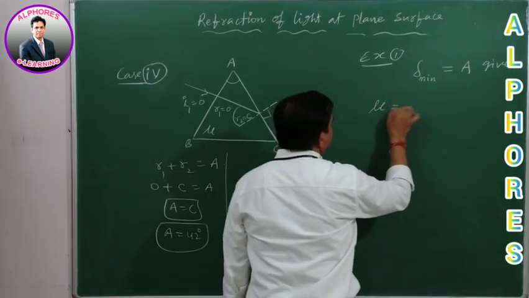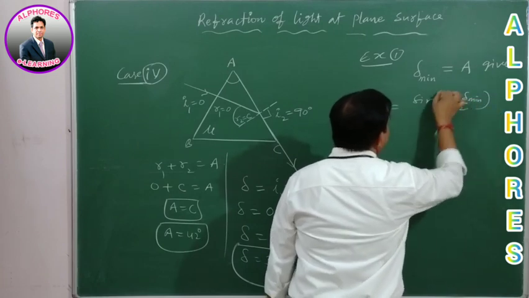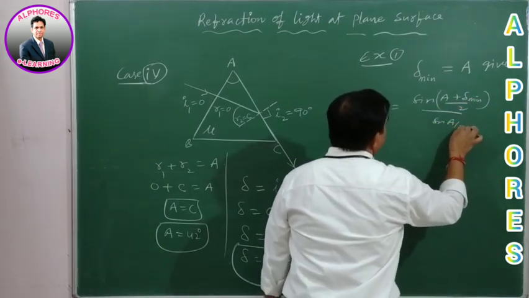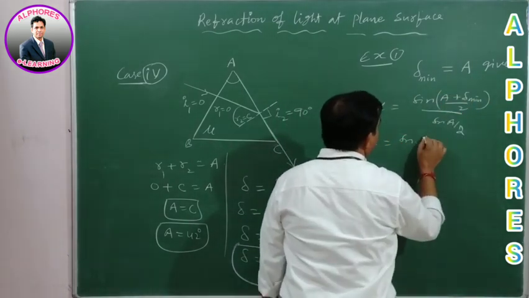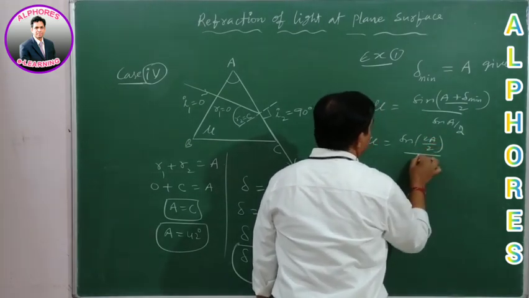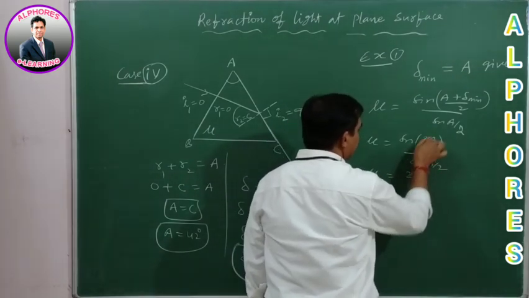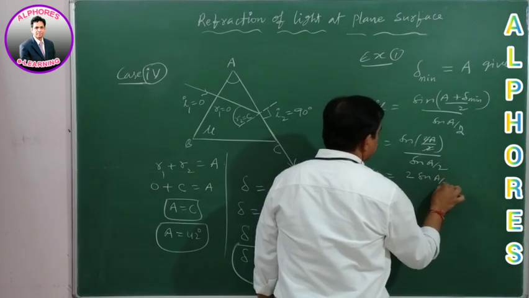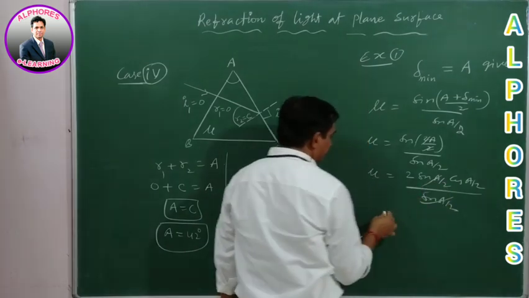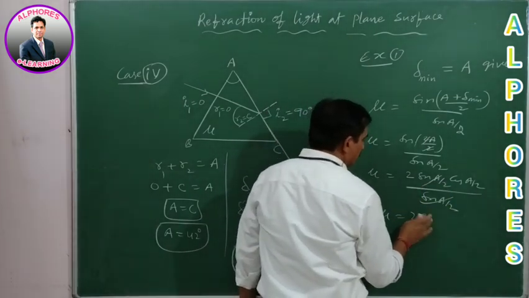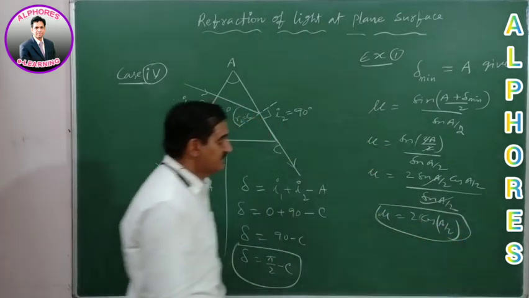Therefore, refractive index of the material equals sin of (A plus delta minimum) by 2, divided by sin A by 2. By simplifying, sin of (A plus A) by 2, that is 2A by 2, by sin A by 2. Mu is equal to sin A by sin A by 2. This can be written as sin A equals 2 sin A by 2 cos A by 2, divided by sin A by 2. Sin A by 2 gets cancelled. Mu is equal to 2 cos A by 2. So this is the refractive index of the prism.